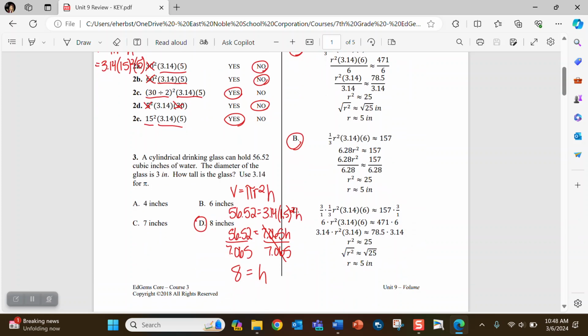In number 3, we're using the formula for volume of a cylinder, trying to figure out how tall the glass is if we're given the volume and the diameter. So the first thing I did in the formula, you'll see in that second line, is I cut the diameter in half. I'm using 1.5 in the formula. So we plug 56.52 in for volume. That equals 3.14 times 1.5 squared h. So I multiplied 1.5 times 1.5 times pi, and I got 7.065 h. I divided both sides by 7.065 and got 8 inches for the height.